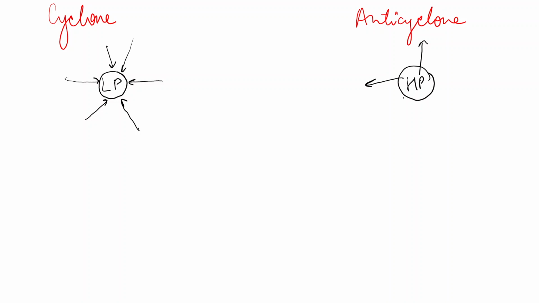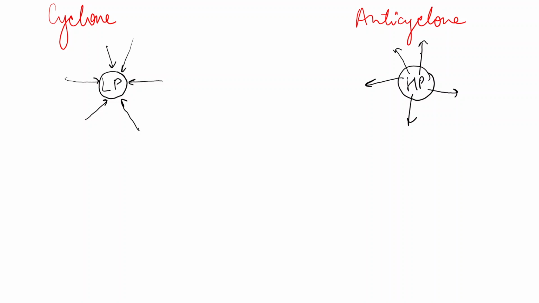So in case of a cyclone, if we have the low pressure over here, it will cause the convergence of air mass towards the center. All the air will start coming in from high pressure towards the lower pressure center. While in case of anticyclone, there is high pressure at the center, so it will cause the movement of air outside.